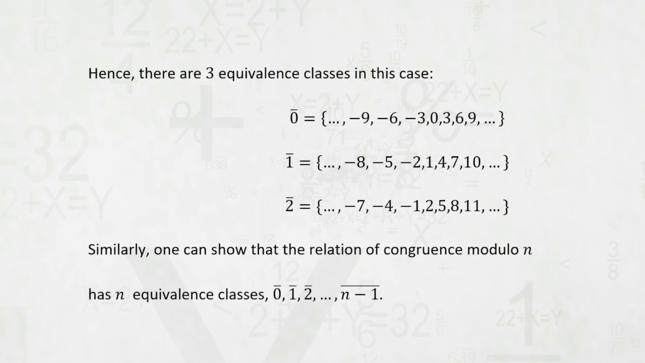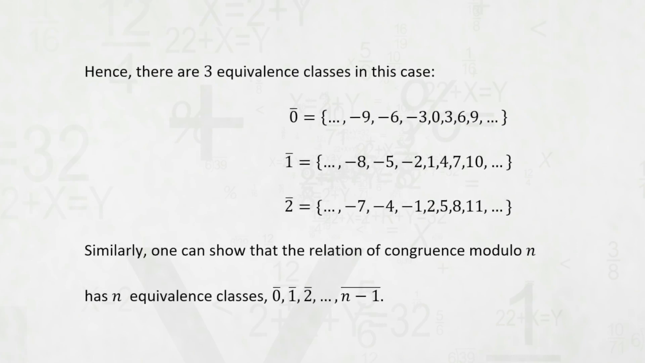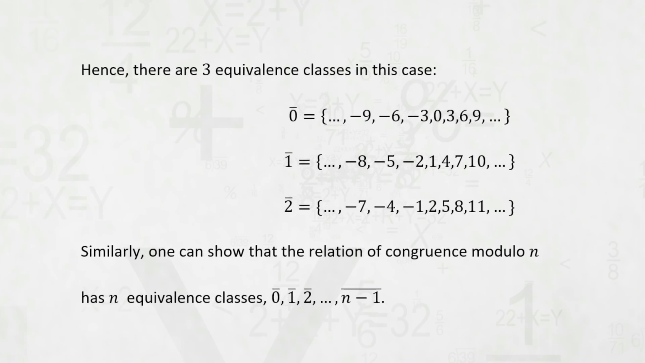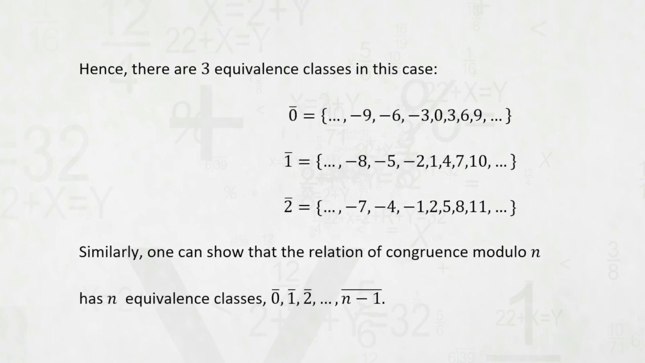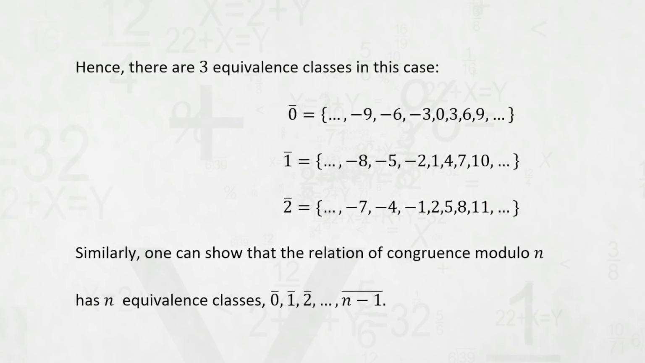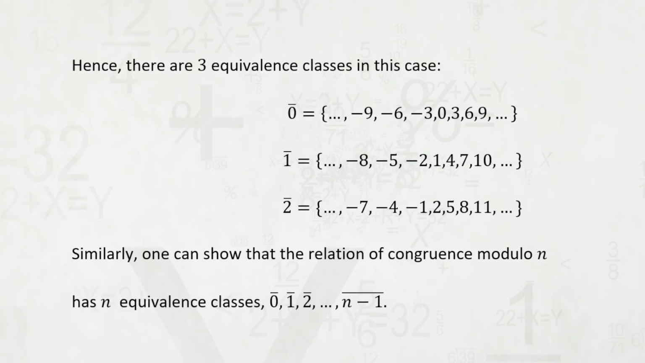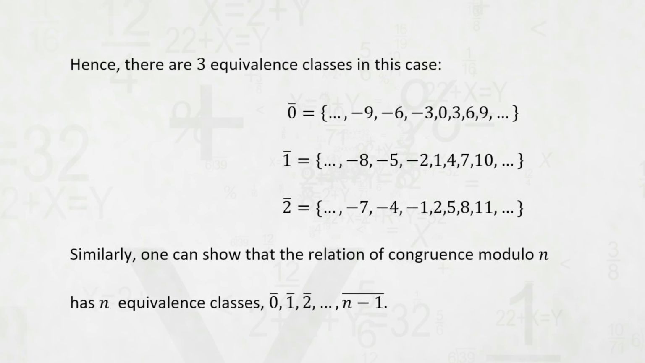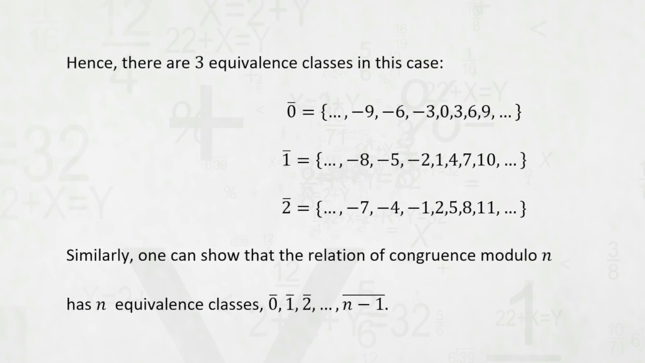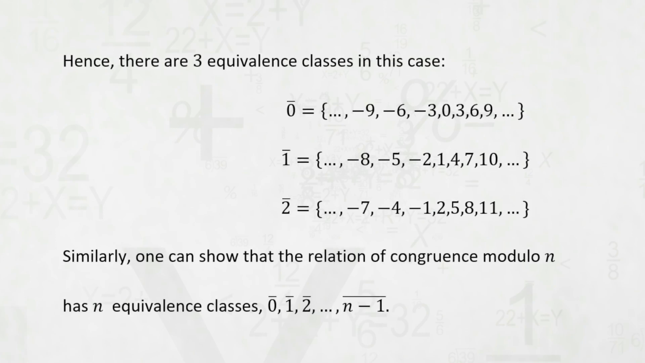Now 1 bar is the set of all elements from negative infinity up to minus 8, minus 5, minus 2, 1, 4, 7, 10, etc., which are numbers which when divided by 3 yield a remainder of 1. And 2 bar is the set of all numbers from negative infinity up to minus 7, minus 4, minus 1, 2, 5, 8, 11, etc., which are the terms that yield the remainder 2 on dividing by 3.